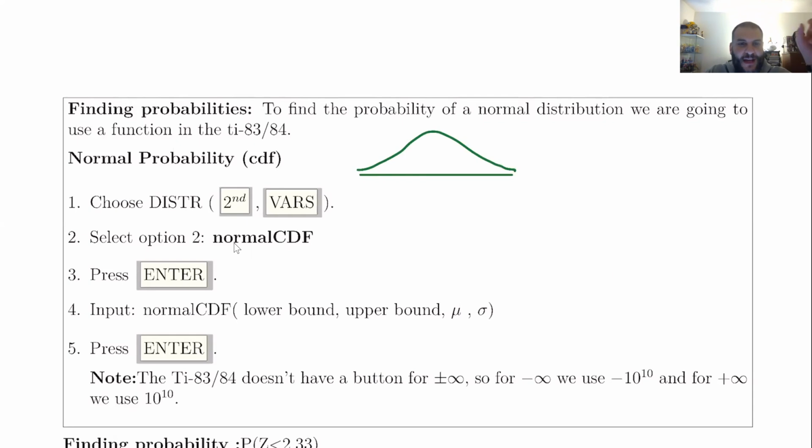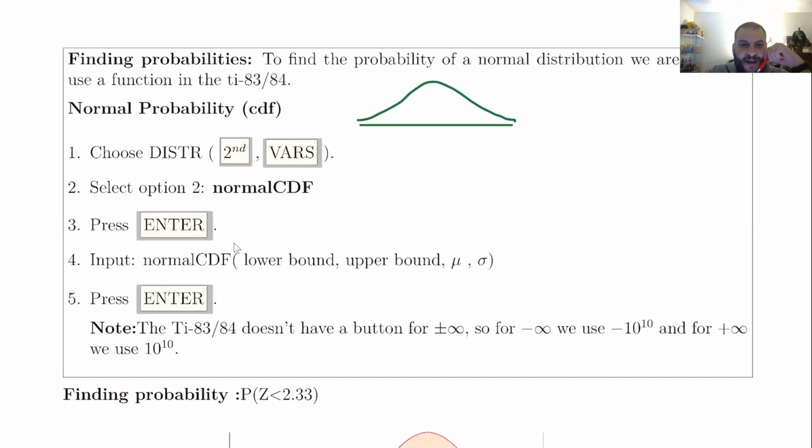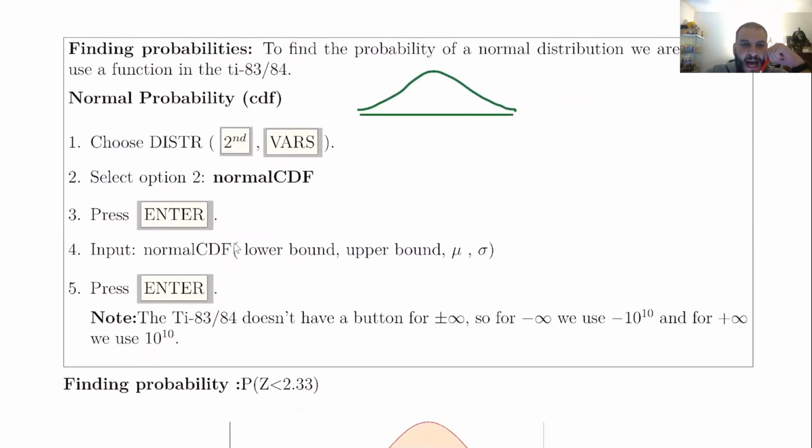So I'm going to show you how to get to the normal distribution. If you look right here, I have a bunch of instructions for how to get to that on your TI-84. Step number one says choose your distribution. To do that, hit the second button, and then hit the bars button. Once you hit second bars, select the second option, which is normalcdf. Just make sure the cursor is over normalcdf, and then press enter.